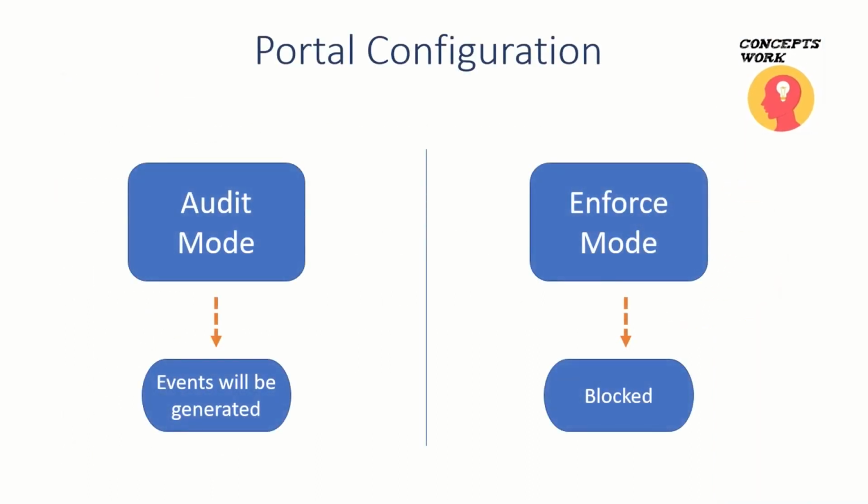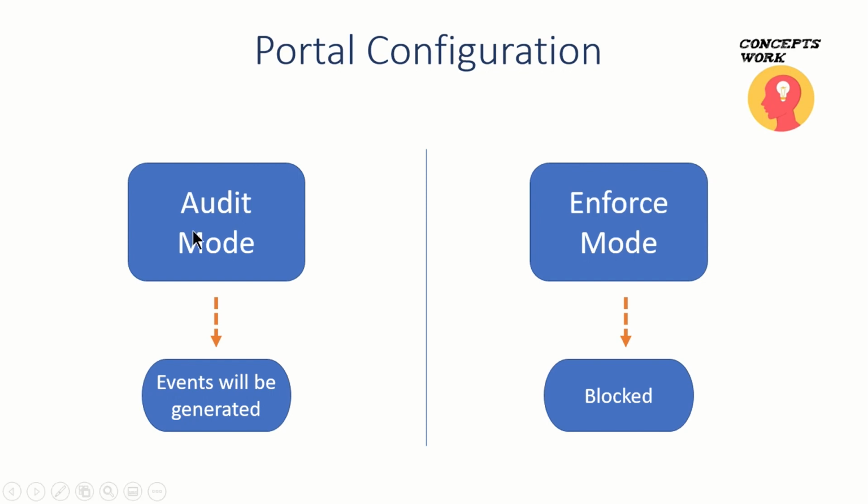When it comes to portal configuration, there are two modes available. The first one is audit mode and the other one is enforced mode. In audit mode, whenever a bad password reset or change request is initiated. Now, what do I mean by this? Let's say I have blocked a keyword named workspace in the custom banned password list, and a user tries to reset the password by using workspace@123. In this case, it is a bad password reset attempt.